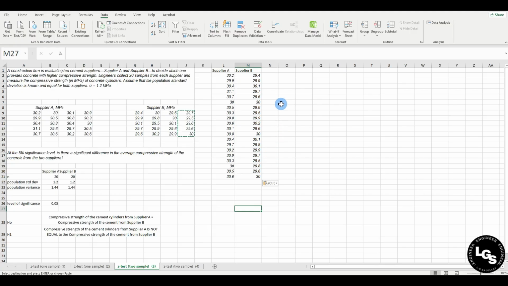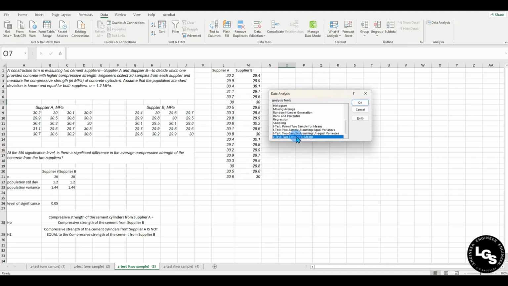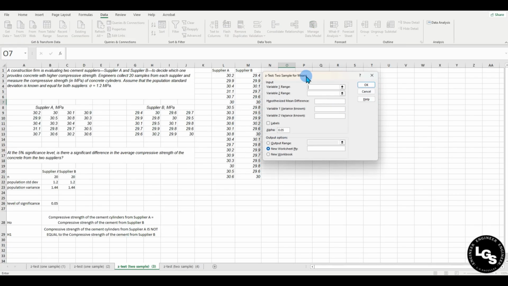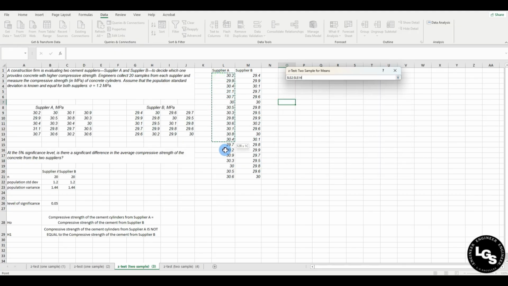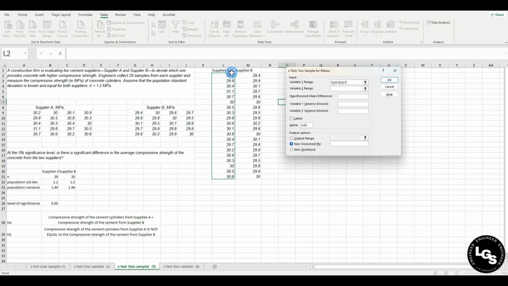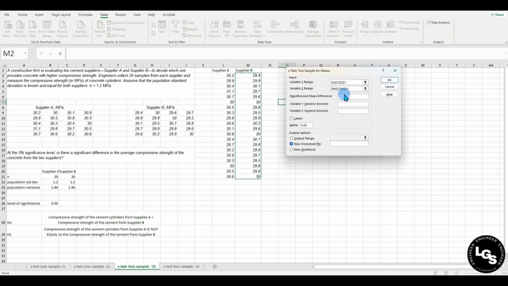There. So after we type or copy the data in a single column, we go to the Data tab, then Data Analysis. Choose z-test: Two Sample for Means. Click on OK. For the Variable 1 Range, we can choose the data from supplier A, so that will be our variable 1. I did not highlight the label, only the data. Then for the Variable 2 Range, do the same for the 20 data from supplier B.